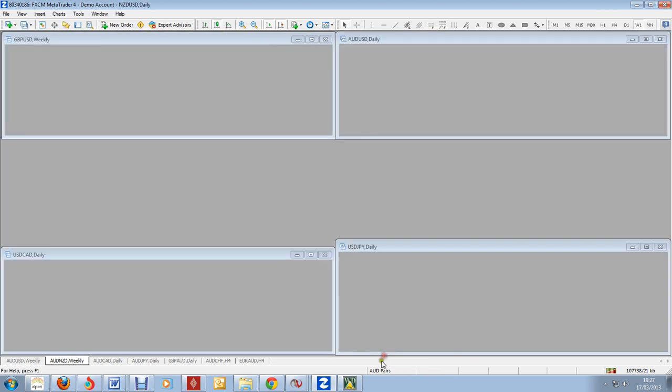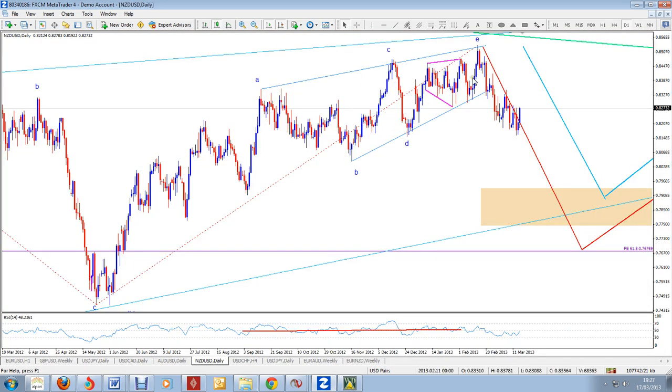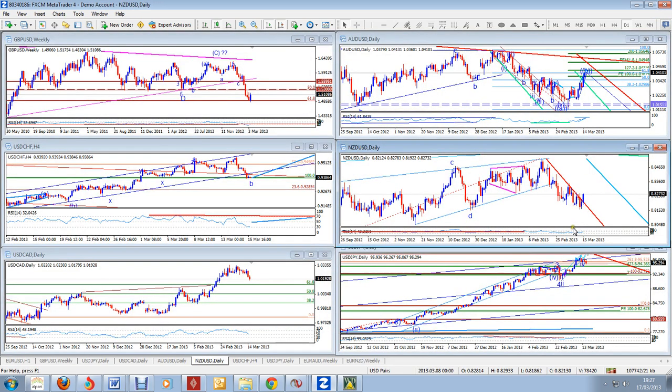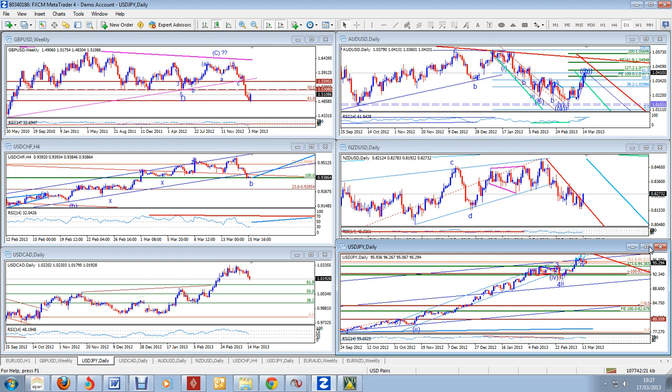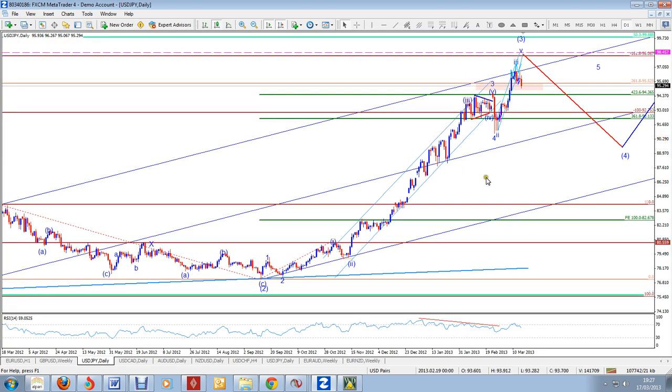So back to the US dollar pair. The New Zealand dollar along with the Aussie dollar, we're expecting much more decline in this coming week. And then finally this US dollar yen. Now the US dollar yen, if the dollar continues to strengthen, then with the yen it may still push higher or might mark time sideways.